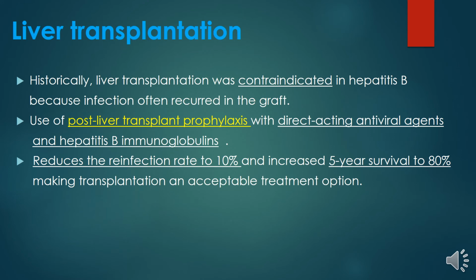Liver transplantation is contraindicated in hepatitis B because infection often recurs in the graft. Use of post-liver transplant prophylaxis with direct-acting antiviral agents and hepatitis B immunoglobulin reduces the reinfection rate to 10% and increases 5-year survival to 80%.